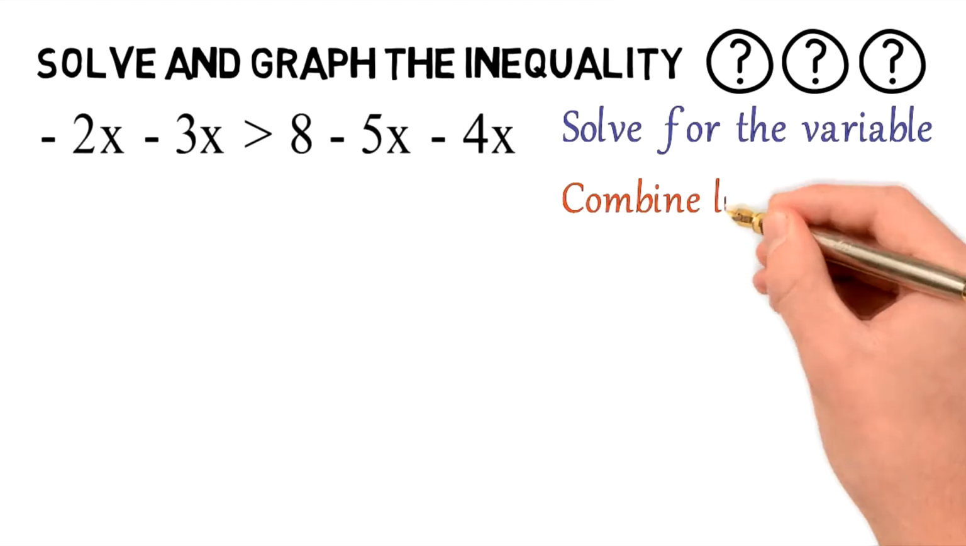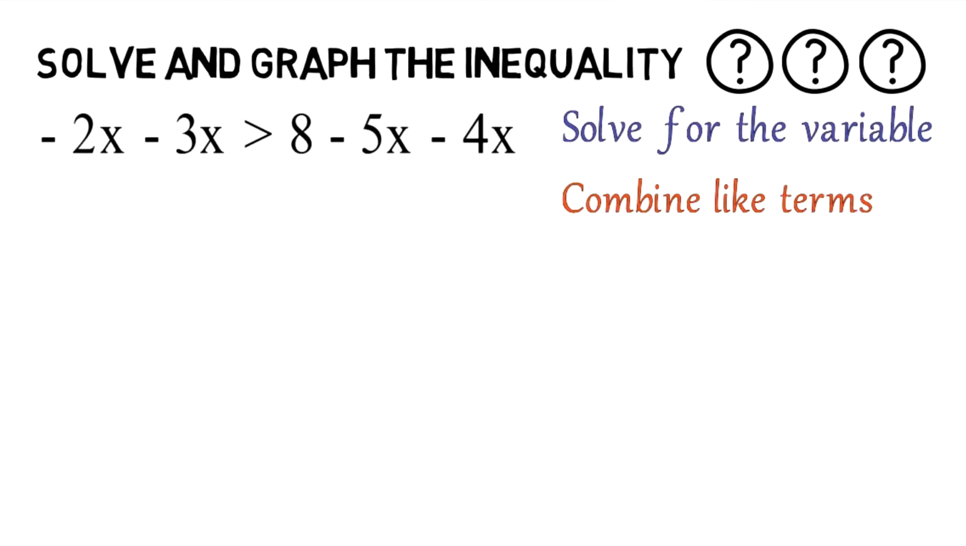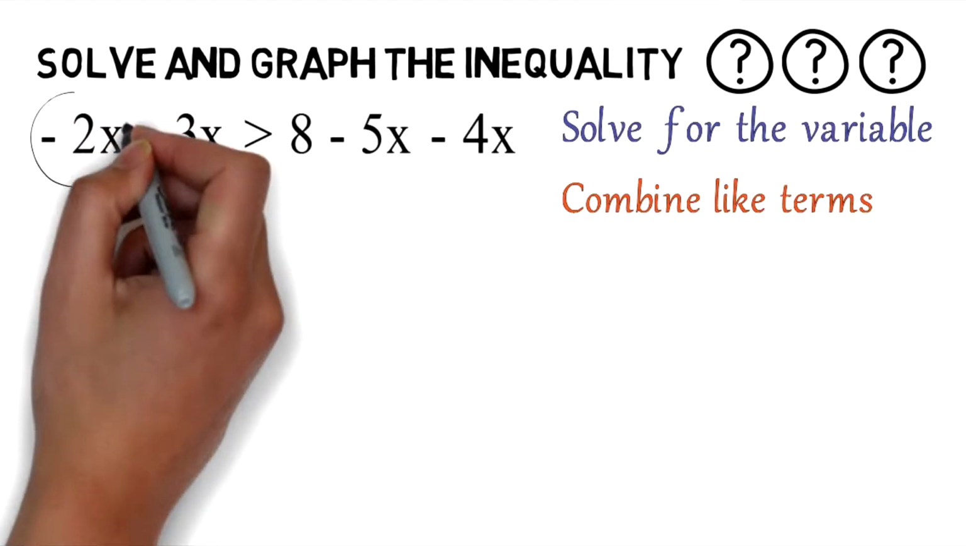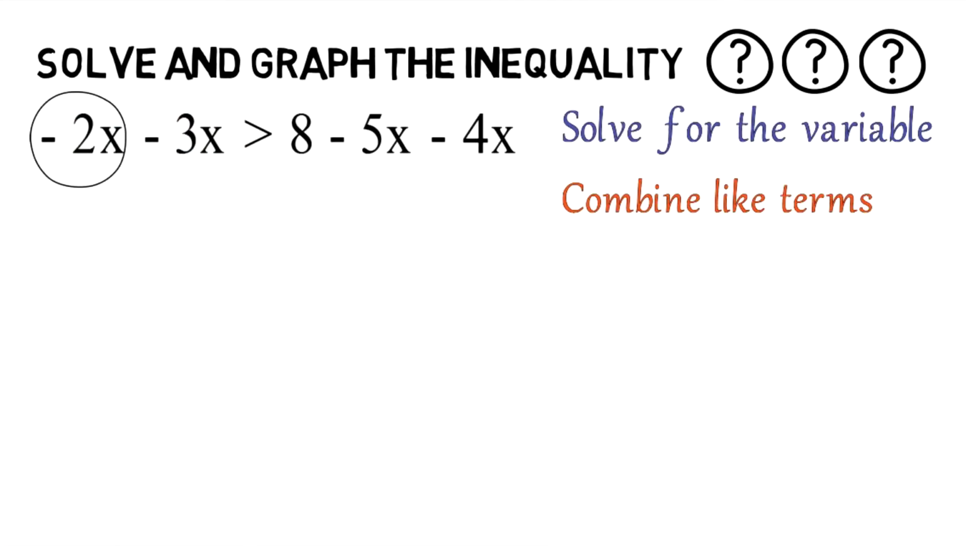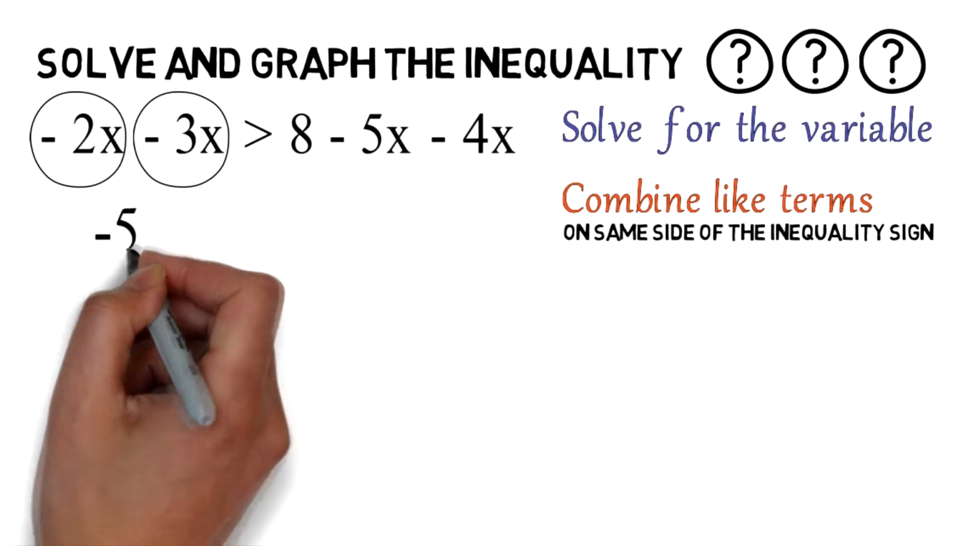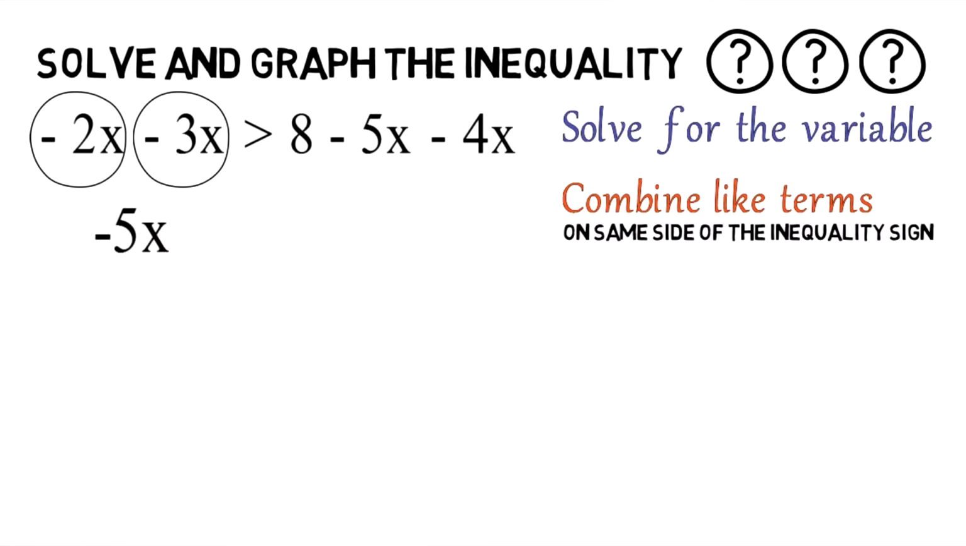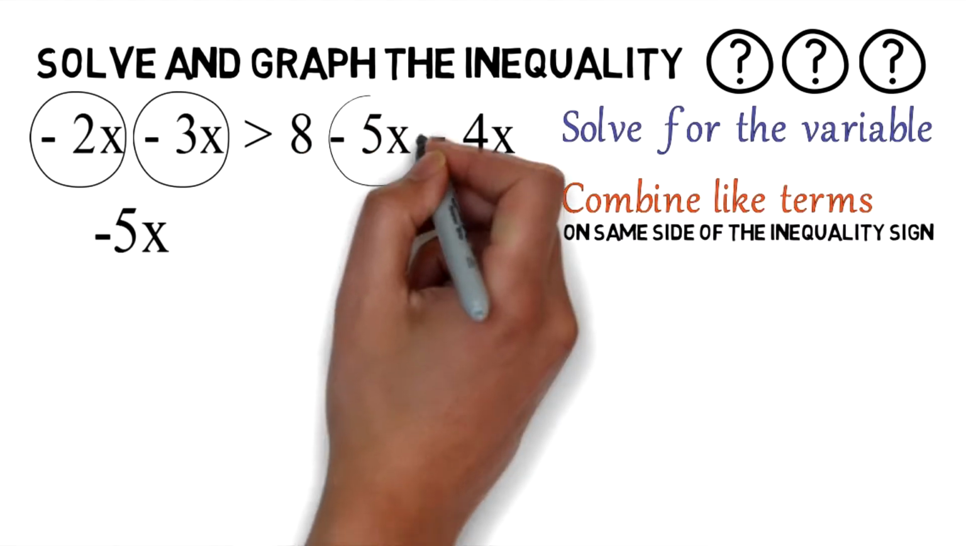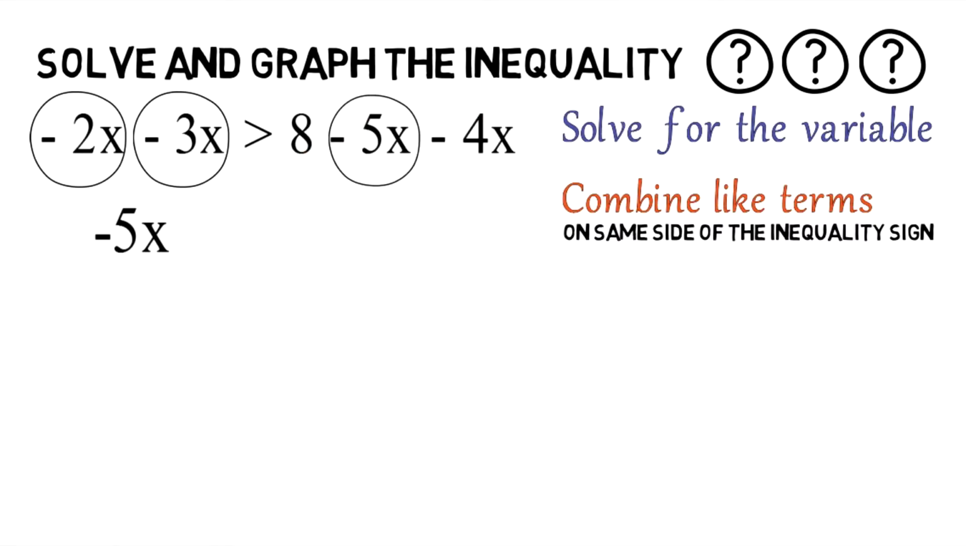So the first thing you want to do is combine like terms. So you can combine a negative 2x and a negative 3x. And the reason you can do that is because they are on the same side of the inequality sign. Negative 2x and negative 3x give you a negative 5x. On the other side of the inequality sign, you have negative 5x and negative 4x, which will give you a negative 9x.